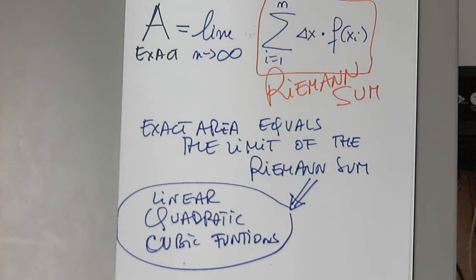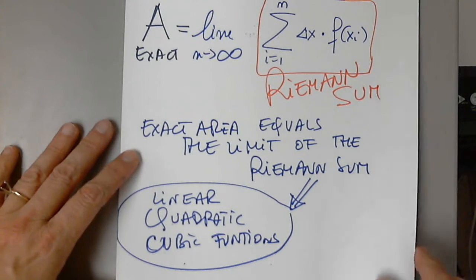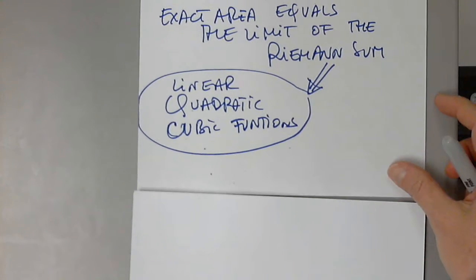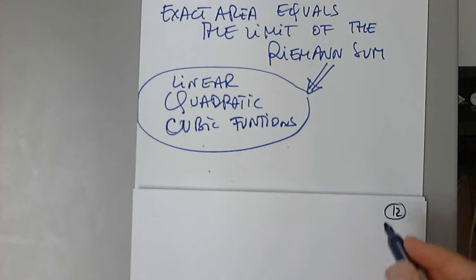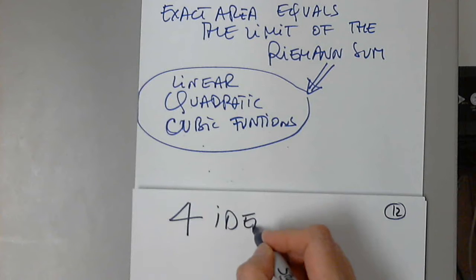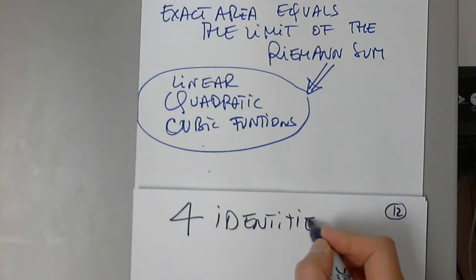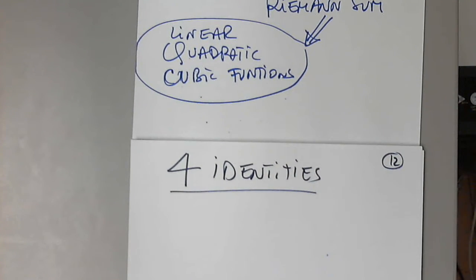We do not have the backup. We don't have the calculation. We don't have a way of determining by hand the limit of the Riemann sum for any function other than linear, quadratic, or cubic. We're going to look at an example right this moment, but we need 4 identities, without which we will not be able to determine the limit of the Riemann sum.